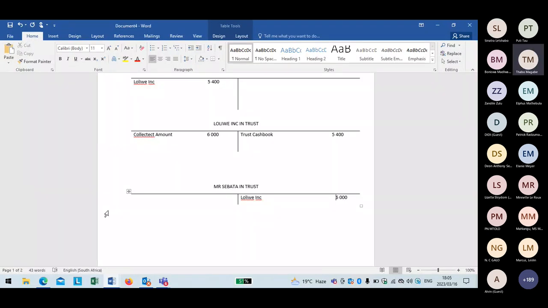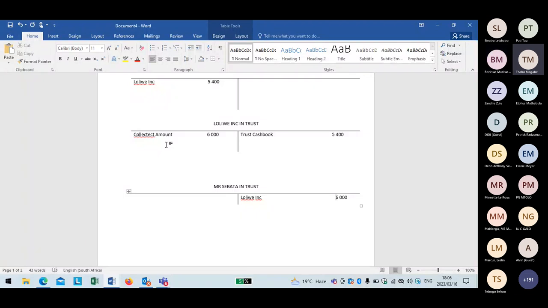All right. So we said that in order to deal with this, we need to follow the six steps which I said you must master or you must know by heart. The first step is the EFT step. Step one, we deal with the EFT. And we agreed last night that the EFT is found on the debit side of the statement that you received from the correspondent and at the bottom there. We identified the EFT as 5,400. And because this is money that we are receiving from the correspondent, we must take it to the trust cash book.